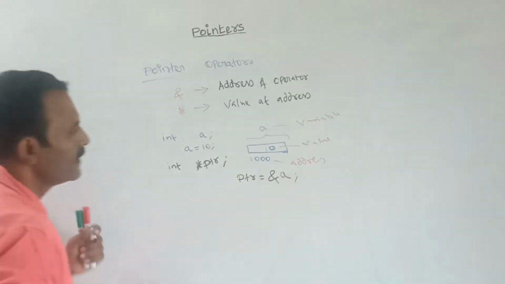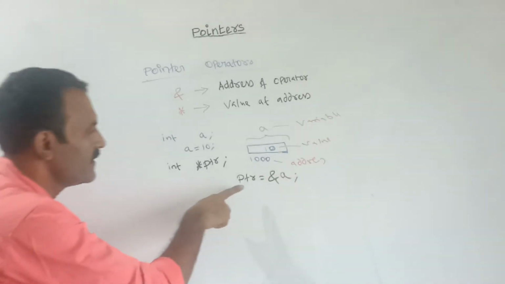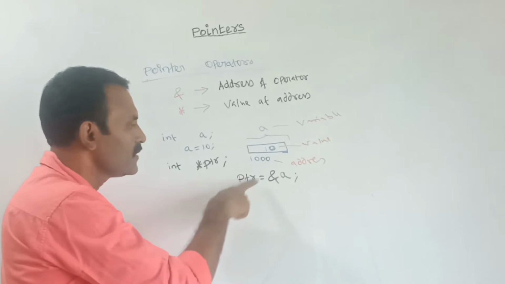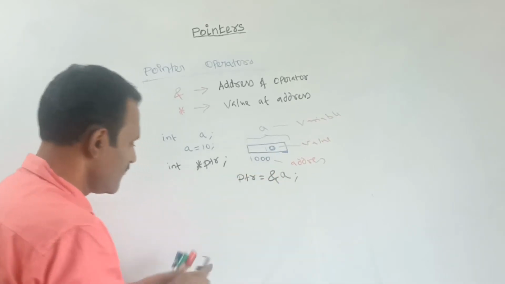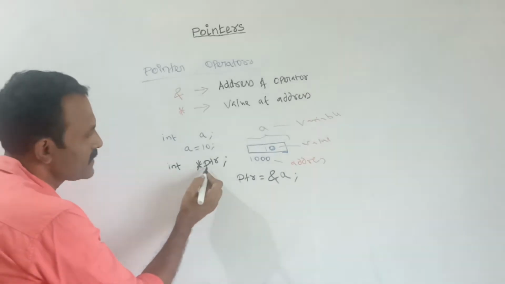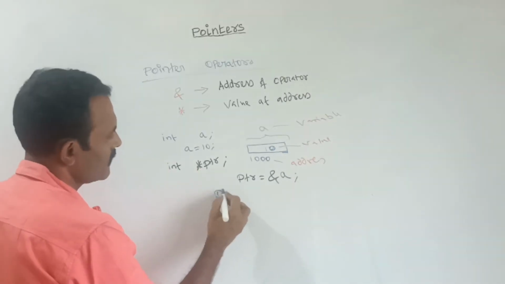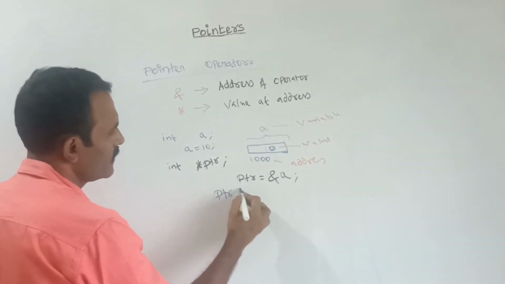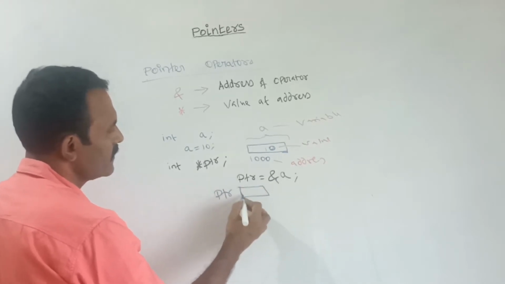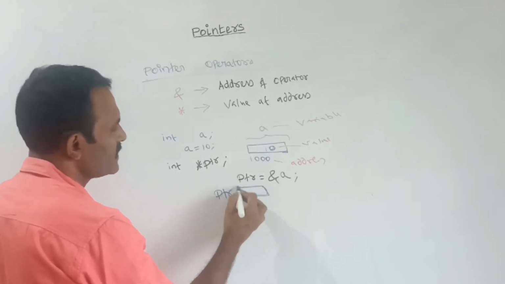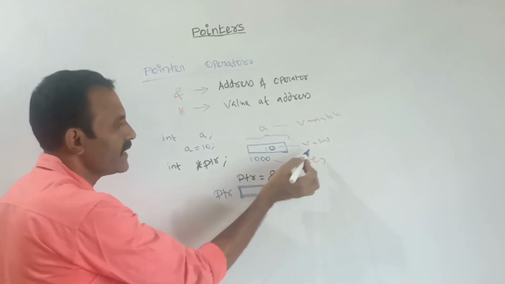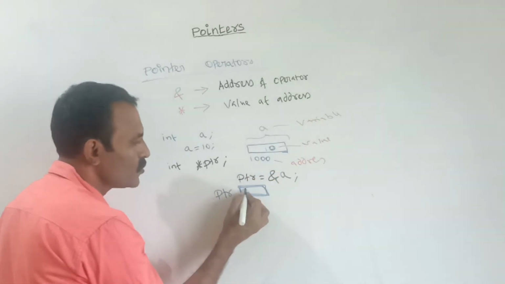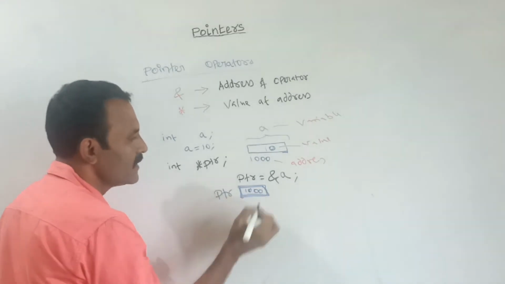Here, to this pointer variable I am storing the address of a. So this pointer variable holds the address value of a. What is the address of a? The address of a is 1000. So 1000 will be stored.